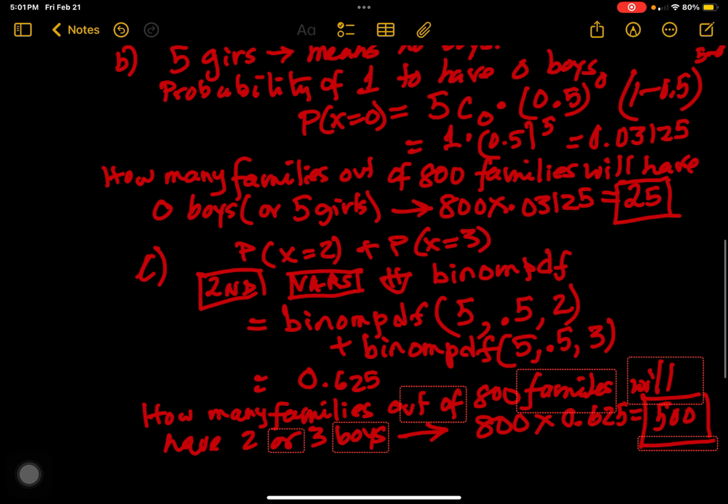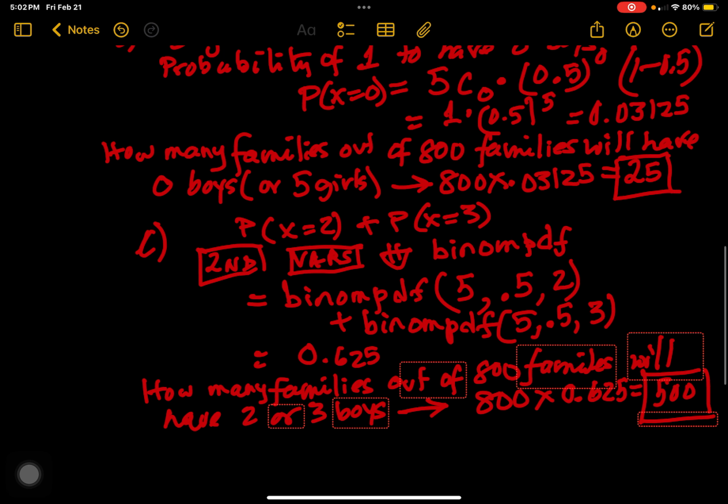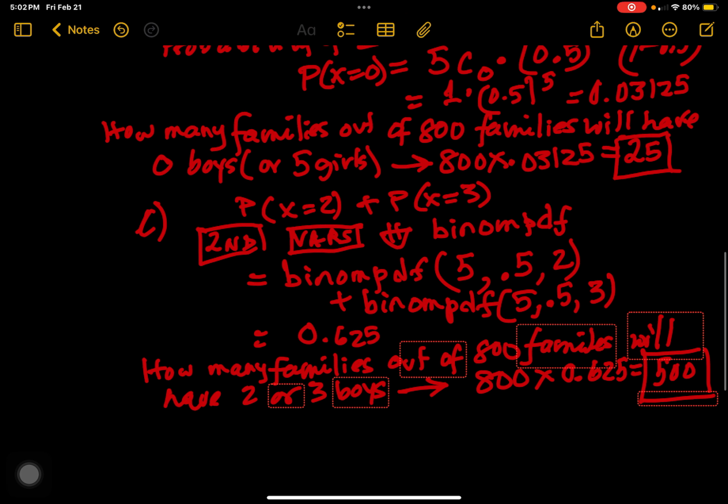The last one is a little complicated in the sense it says either 2 or 3. Now we have to remember 2 or 3, having 2 boys or having 3 boys. These are independent events. That means they do not happen at the same time. In that case, we have to add the corresponding probabilities. P of X equal to 2 plus P of X equal to 3. Here I use the calculator. Why did I use the calculator? Easier to do it that way.